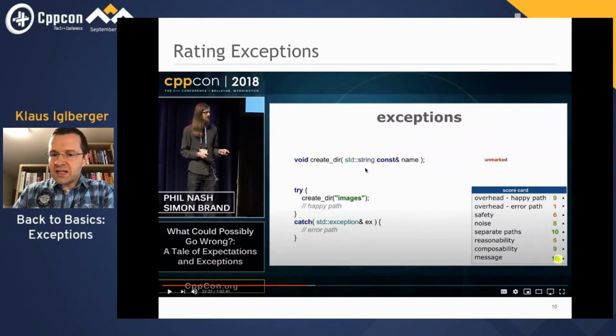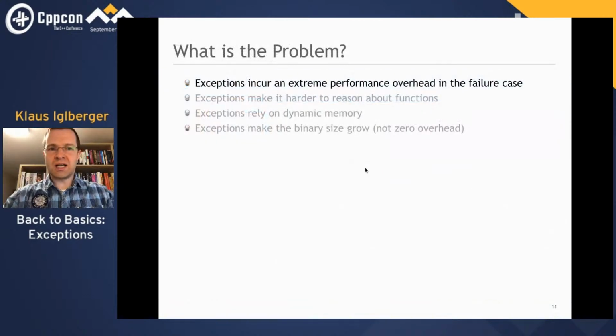There is a couple of things where they really shine. However, there is, of course, also a couple of things where exceptions do not shine. One of the most obvious things here is the rating of 1 for overhead in the error path. That definitely is one of the things that people do not like about exceptions. Exceptions incur an extreme performance overhead in the failure case.